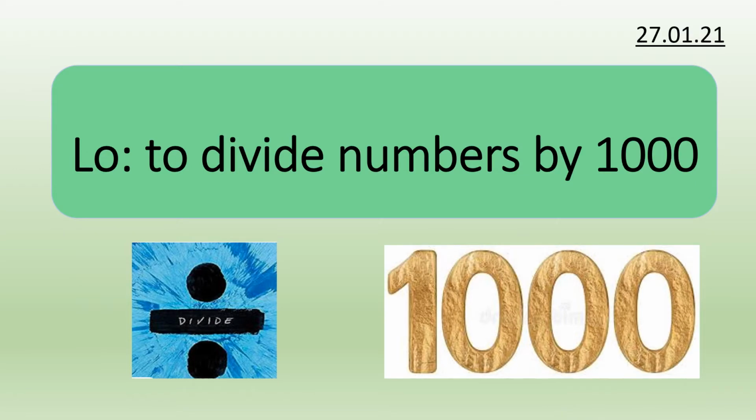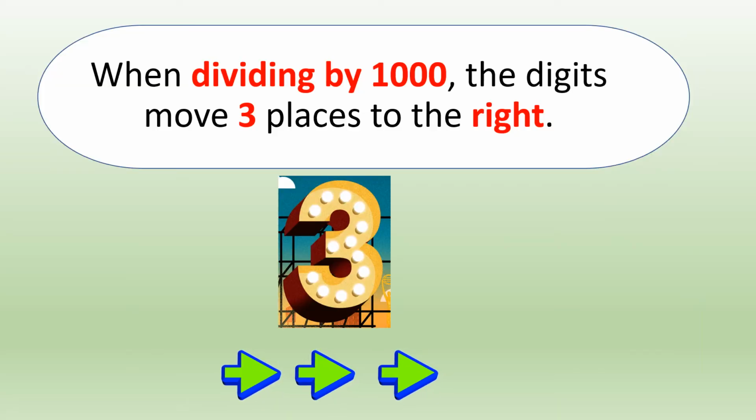Our learning objective today is to divide numbers by 1,000. What do you think might happen to the digits when we divide by 1,000? When dividing by 1,000, the digits move three places to the right.